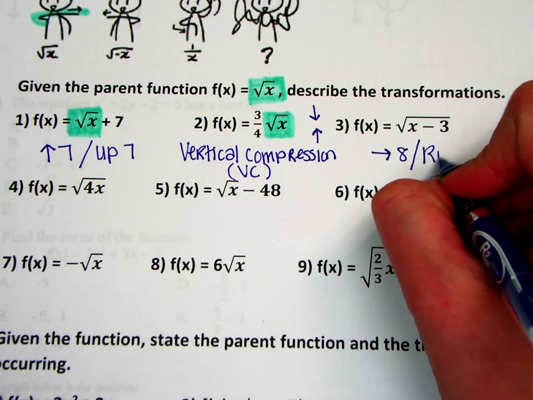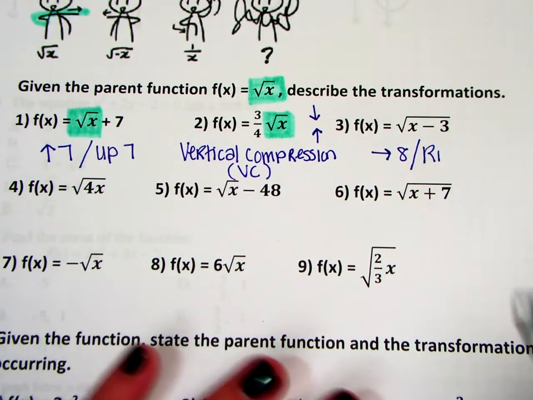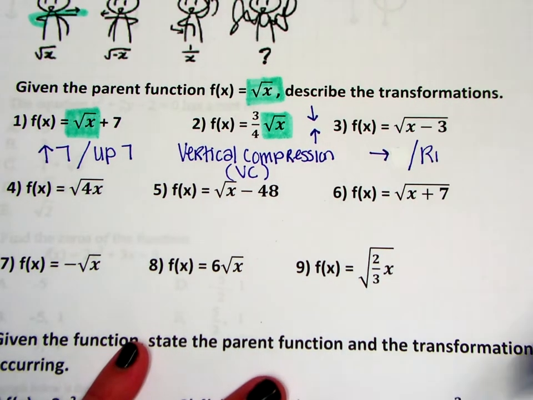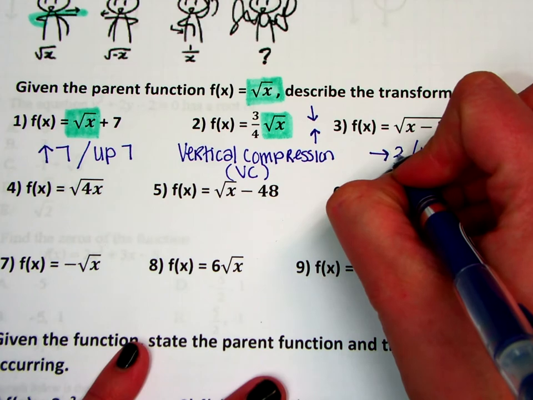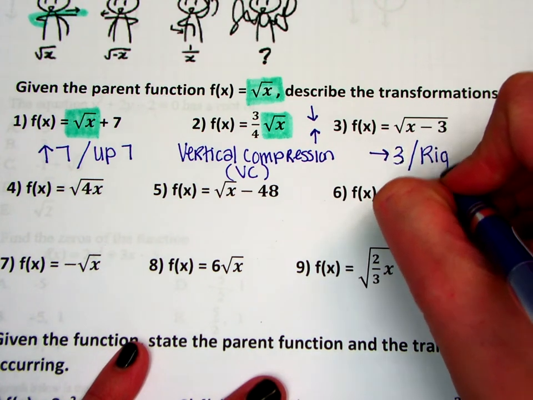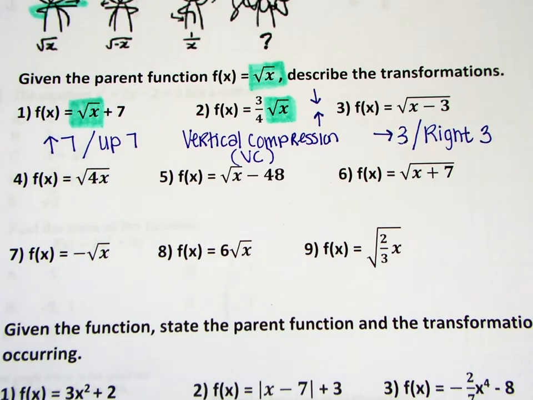Or you can write, oh, no, not 8, I'm sorry. That should be right 3, not 8. Sorry about that. So we're going right 3. Okay? Remember, if it is inside of the function and you can't clearly see the square root of x, that is a horizontal change. Something is happening horizontally.